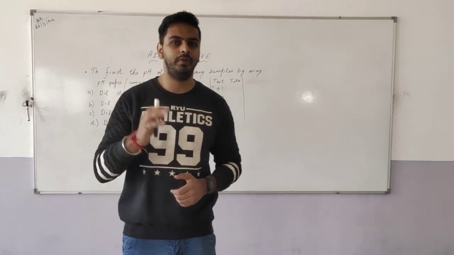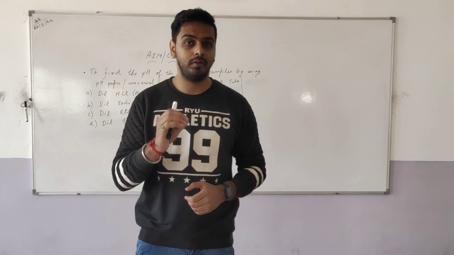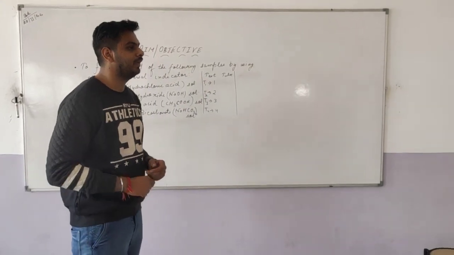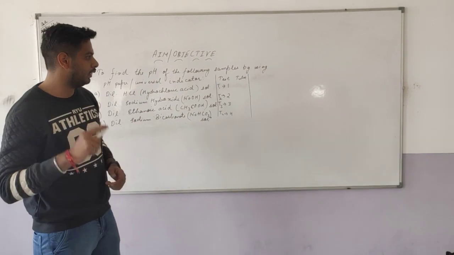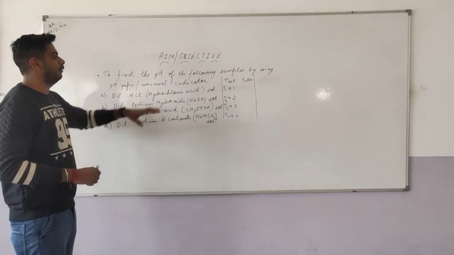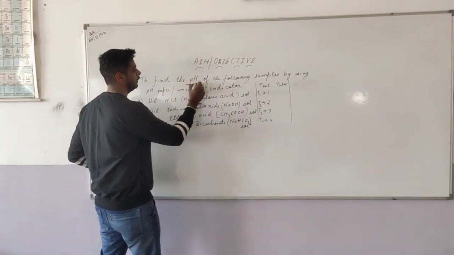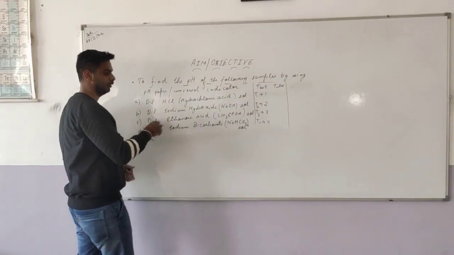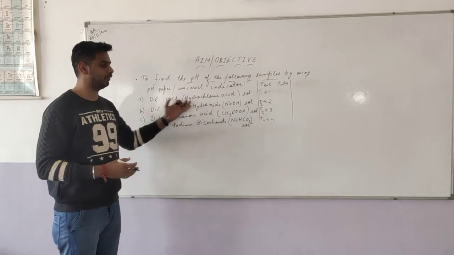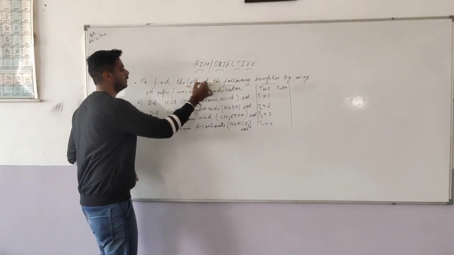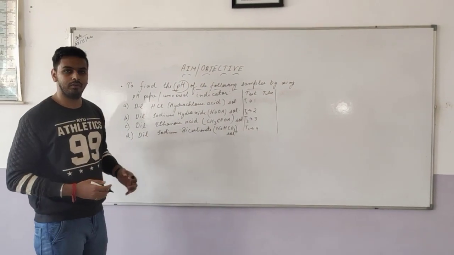So in this video we are going to discuss one of your chemistry practicals in science, right? This video is going to be special. In this video, what is our aim? Our aim is to find the pH of the following samples. We are going to take some samples in test tubes, then we find the pH of these samples, right?